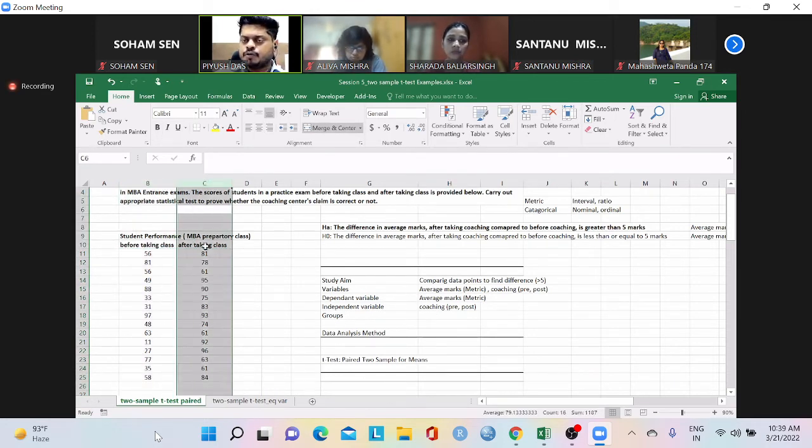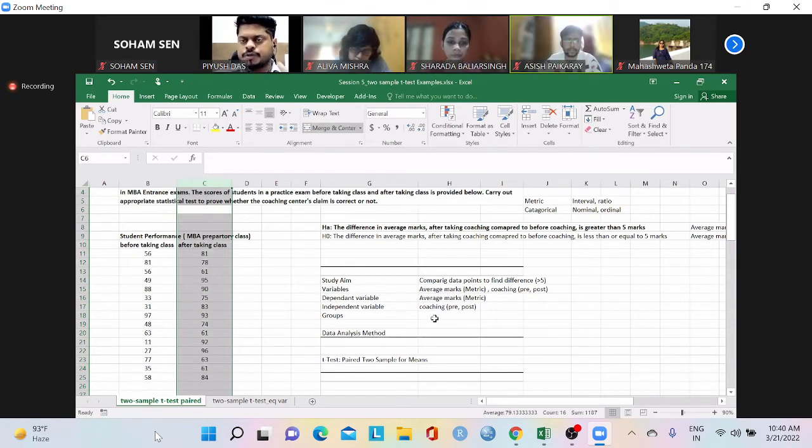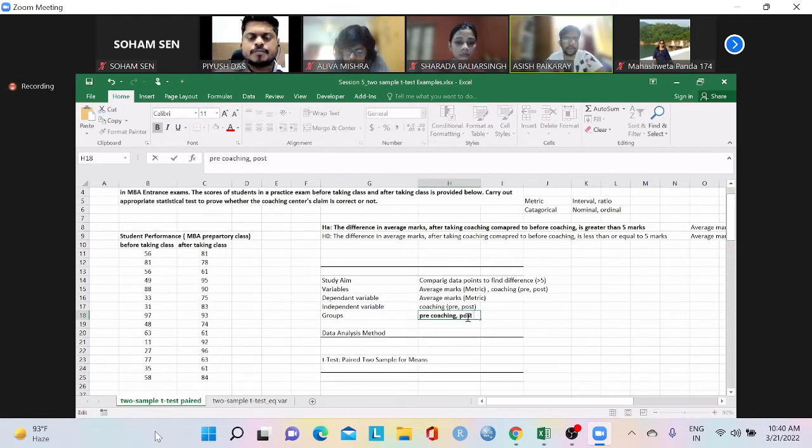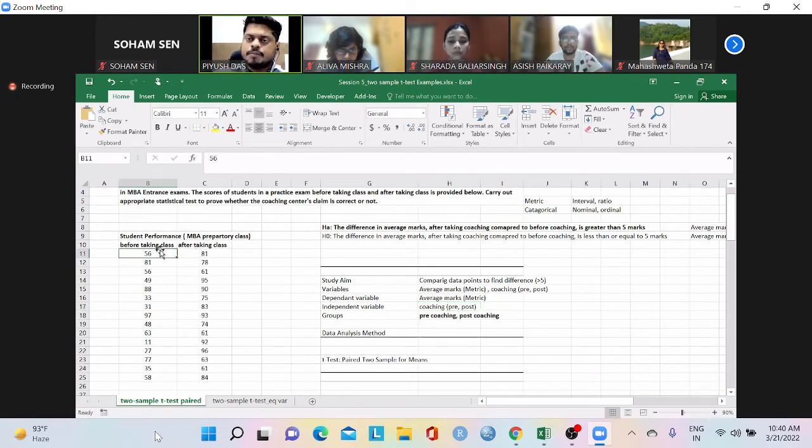I have two different groups, two different samples, right? Sample or groups mean the same. I have the same thing, two groups, pre and post, pre-coaching and post-coaching. Same thing as your independent variable, right? Whatever the labels. So in these two groups, before taking class and after taking class, they both are the same, na, sir? These students are the same in both cases. Correct. So why is it split? But the labels are different, right?